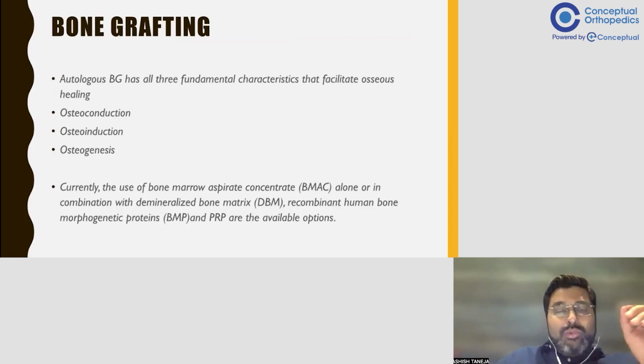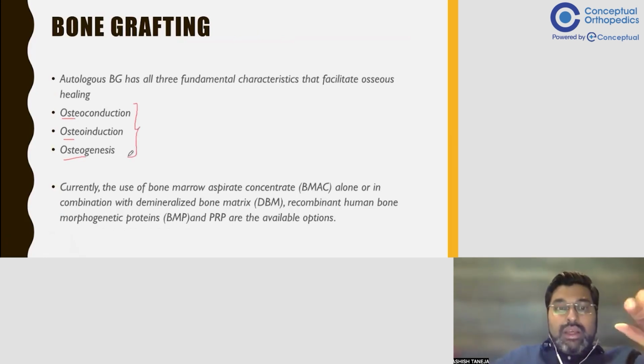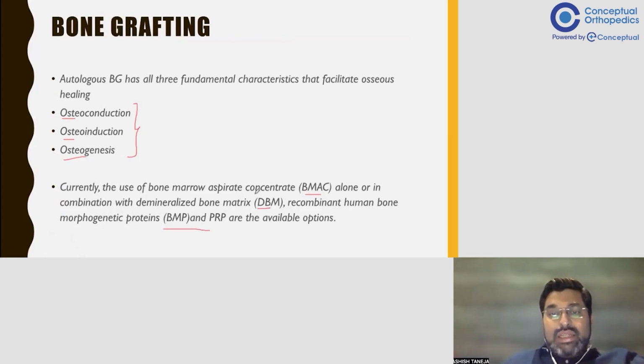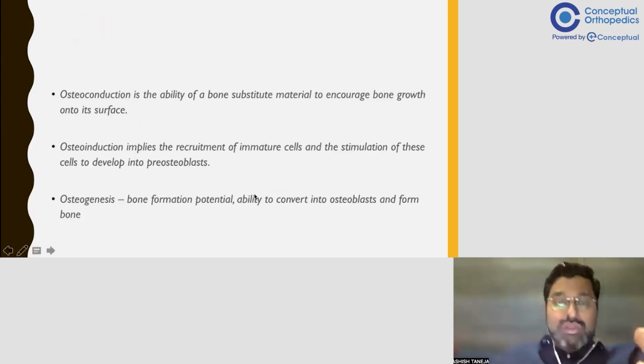Why autologous bone grafting is the best is because it has all the three features: osteoconduction, osteoinduction, and osteogenesis. It helps in all the three processes of bone formation. Currently, we use BMAC along with demineralized bone matrix, and BMPs or PRP are also available. So these are the different available options in place of bone grafting. We should know about these features in detail.